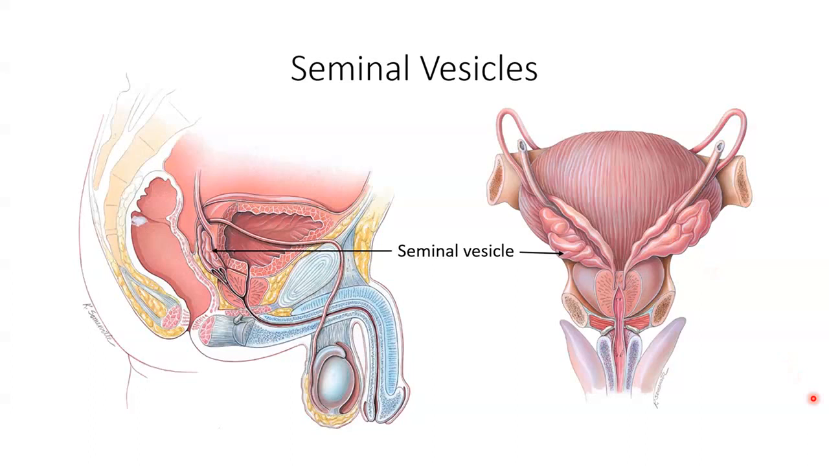These seminal vesicles secrete an alkaline viscous fluid that contains fructose, prostaglandins, and clotting proteins. The alkaline nature of the seminal fluid helps neutralize the acidic environment of the male urethra and the female reproductive tract. If this didn't occur, that acidity would inactivate or kill the sperm. The fructose within these secretions is used to produce ATP by the sperm.